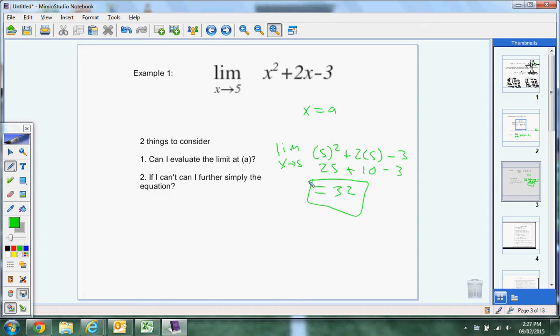Okay, so again, two things to consider when you're looking at a limit. Can I evaluate the limit at a? So can I plug in a and effectively evaluate it? This one was number 1, yes, so we did it. Number 2, if I can't, can I further simplify the equation? That's what we're getting to later. So those are the things to consider when you're evaluating your limits.